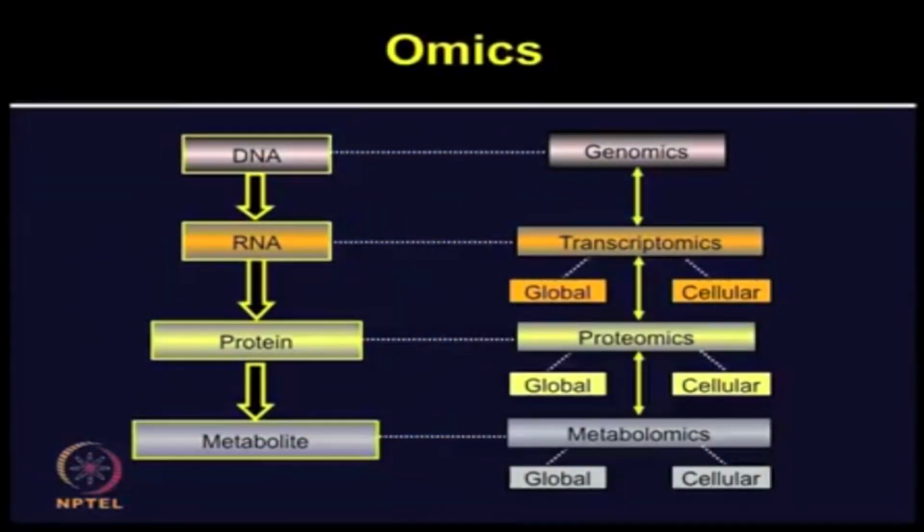So, as you can see in the slide, if you are studying DNA in totality, that will be known as genomics, RNA study as transcriptomics, proteins as proteomics and metabolites as metabolomics. If you are looking at all of the cellular contents of proteome, that will be known as cellular proteomics or cellular genomics, and similarly all of the proteome of an organism will be known as global proteomics, or similarly at the gene level global genomics.